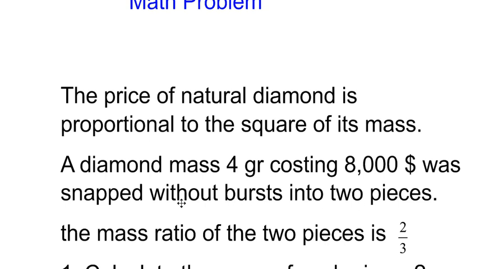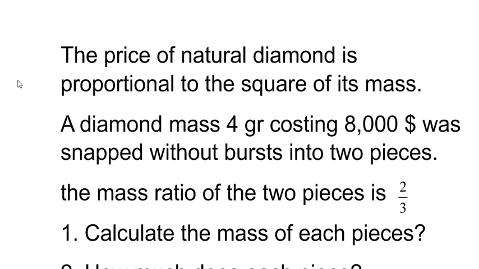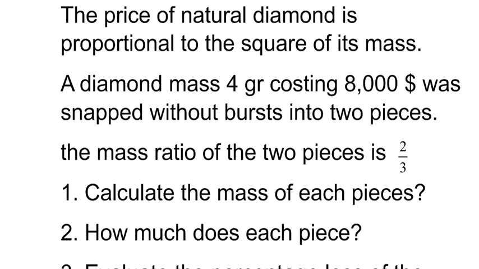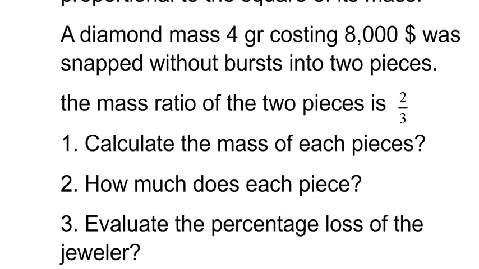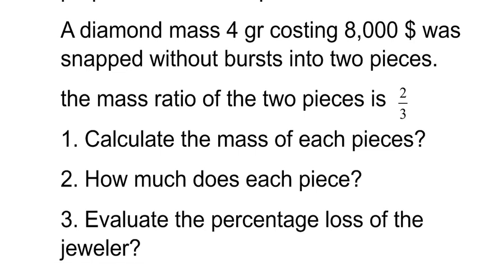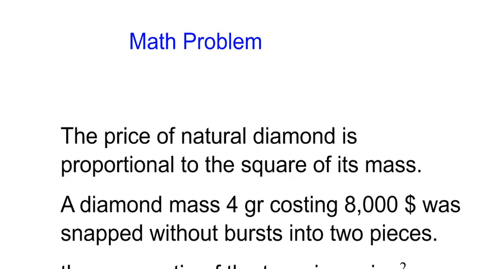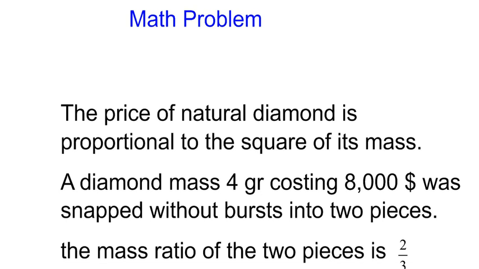We have two pieces. We are told that the mass ratio of the two pieces is 2/3, and we have to calculate the mass of each piece, how much each piece costs, and evaluate the percentage loss of the jeweler. Okay, if you want to find the solution of this problem, you must stop the video here. And now let's see the solution.